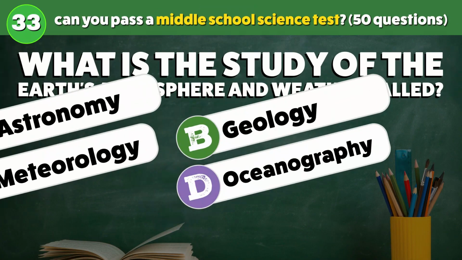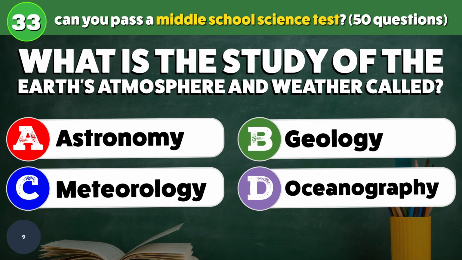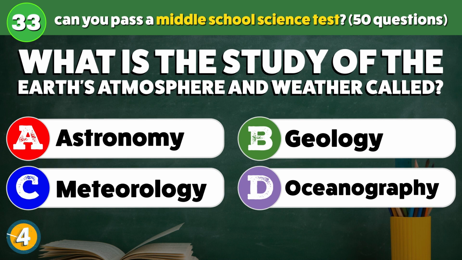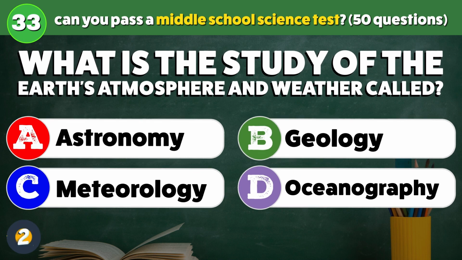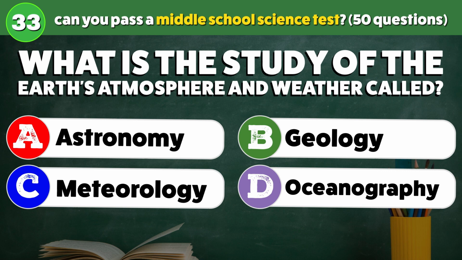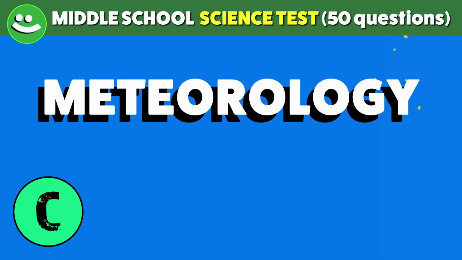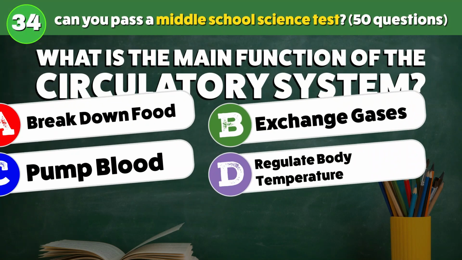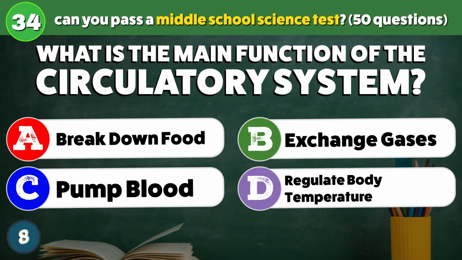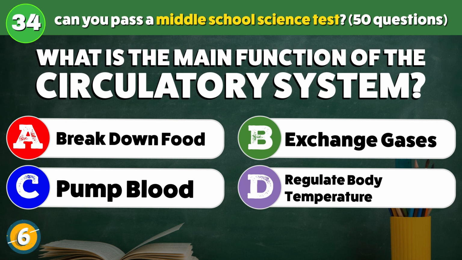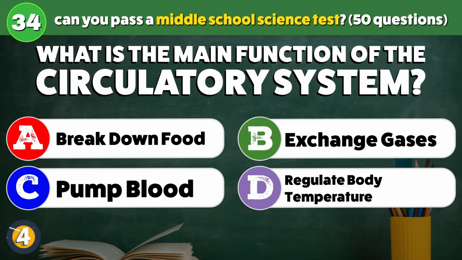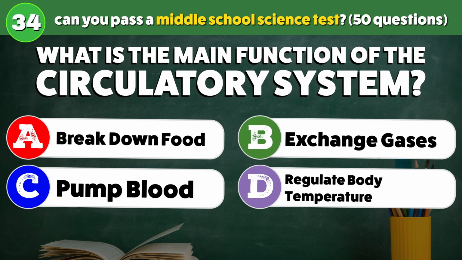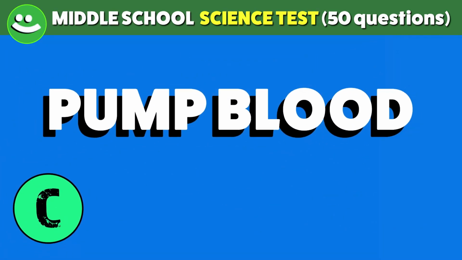What is the study of the Earth's atmosphere and weather called? Is it astronomy, geology, meteorology, or oceanography? It's meteorology. What is the main function of the circulatory system? Is it to break down food, exchange gases, pump blood, or to regulate body temperature? It's to pump blood.